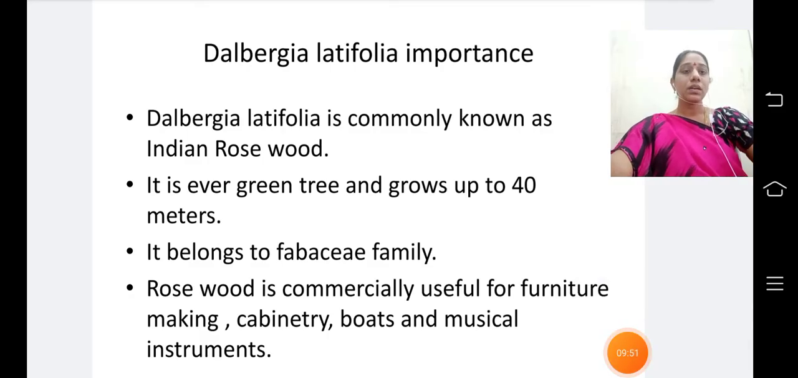So rosewood is an important wood. It is commercially useful for furniture making and cabinetry, and boats and musical instruments are prepared from this wood.